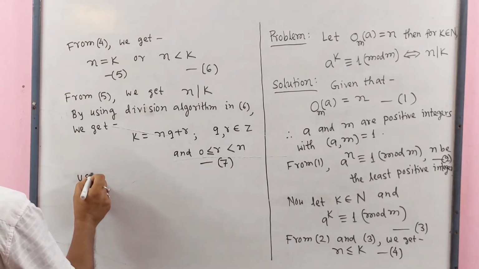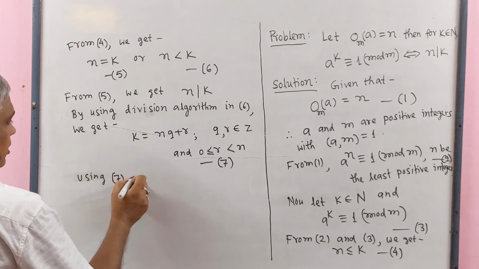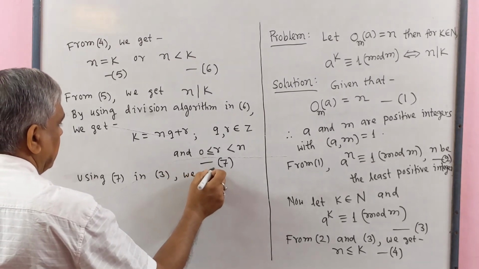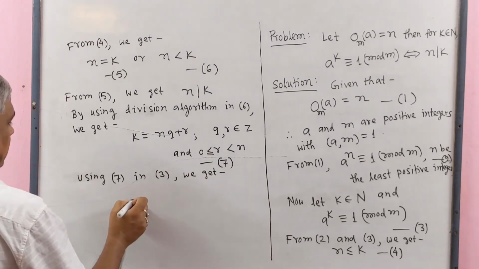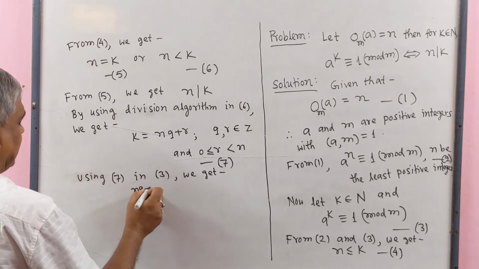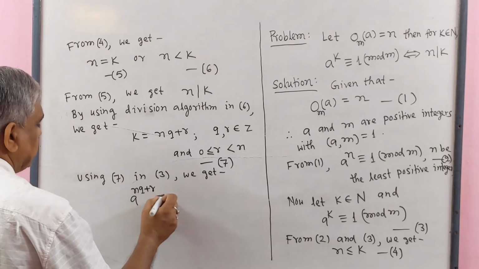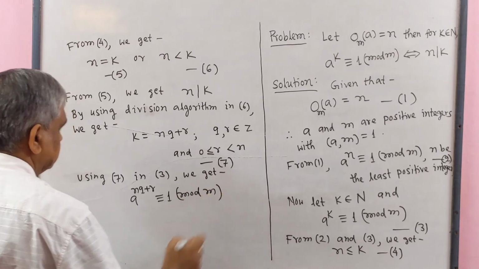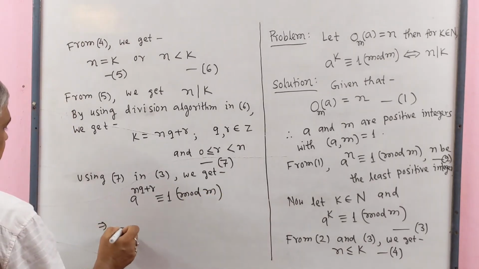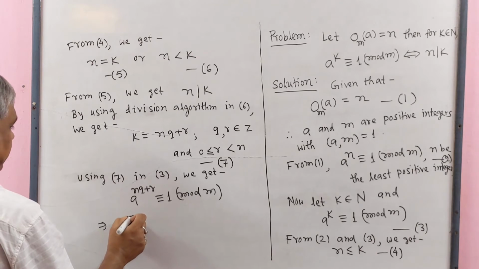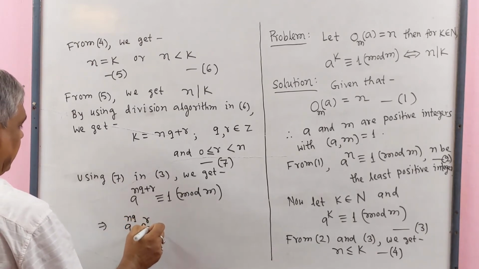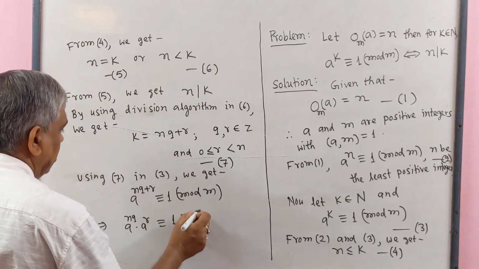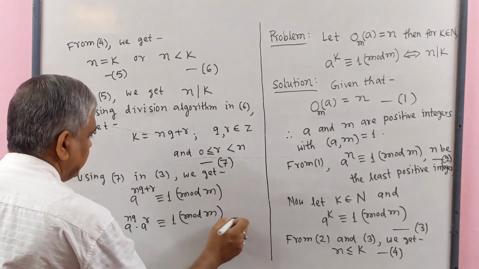Using 7 in the theory, we get A to the power NQ plus R is congruent to 1 modulo M. This implies that A to the power NQ multiply A to the power R is congruent to 1 modulo M. Let this be number 8.